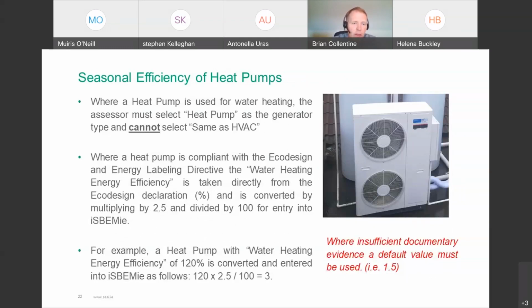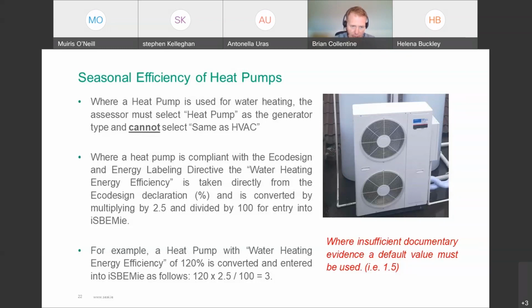Seasonal efficiency of heat pumps. So this is an important point. Where a heat pump is used for the water heating, the assessor must select heat pump as a generator type and cannot select same as HVAC system. So for heat pump systems, you cannot select same as HVAC system. Where a heat pump is compliant with the Eco Design and Energy Labeling Directive, the water heating energy efficiency is taken directly from the Eco Design certificate. And you use that by multiplying by 2.5 and dividing by 100, and you can enter that value into iSBEM.